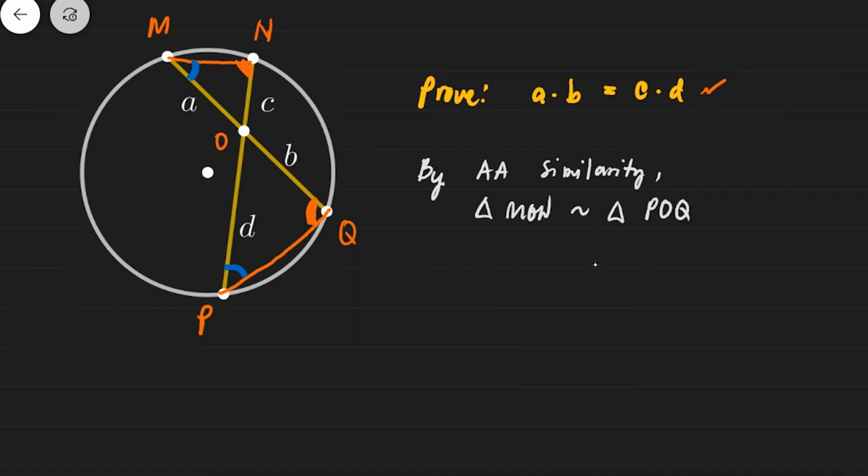Now we know that for similar triangles, the segments are in proportion.